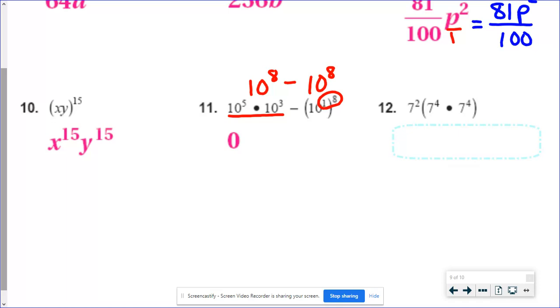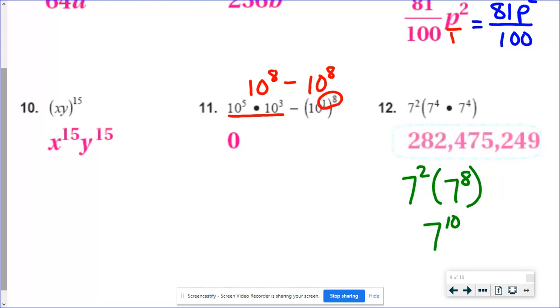Then for number 12, let's do this. And you could do this quickly in one step. But let me write this out as 7 to the 2nd. And then in parentheses, I would really have 7 to the 8th. Now, this is not a power to a power. They're just the same base. I happen to have parentheses instead of a dot. But this is going to be 7 to the 10th power, which is real big. Definitely not doing that one in your head, I hope.